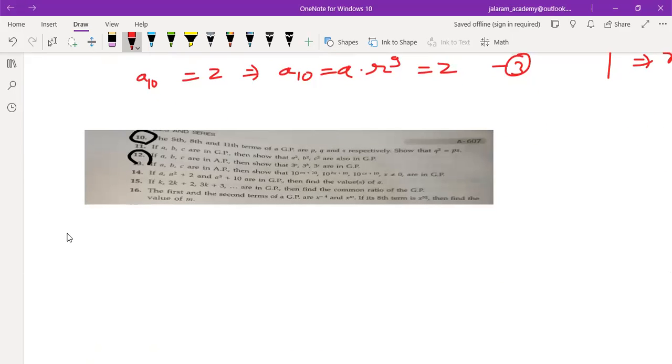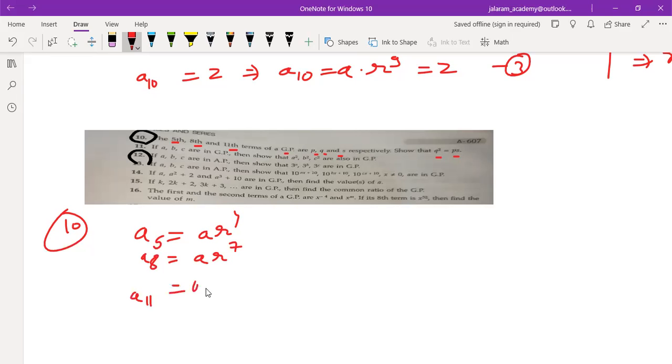The next doubt, question number 10. The fifth, eighth, and 11th terms of a GP are p, q, and r respectively. Prove that q squared equals p r. Very easy. A5 equals a r to the power 4, a8 equals a r to the power 7, a11 equals a r to the power 10, and they are equal to p, q, and r.